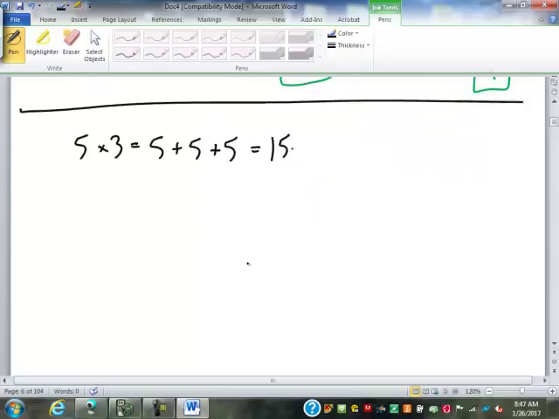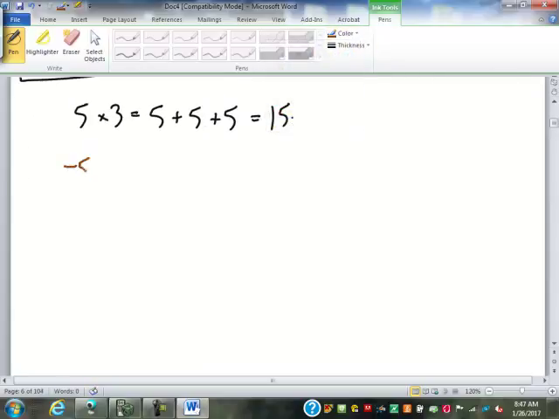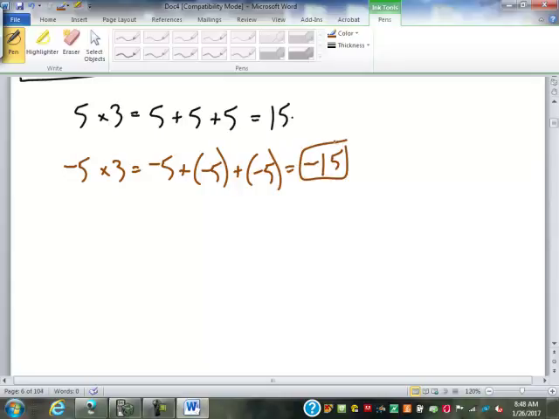So with that definition, it makes perfect sense to have negative 5 times 3. That's going to be 3 negative 5s added together. What's that come out to be? Negative 15. Fits what we've all been taught, right? A little bit trickier is this one. 5 times negative 3. Can I take 5 and add it together negative 3 times? No, I can't. That doesn't work.